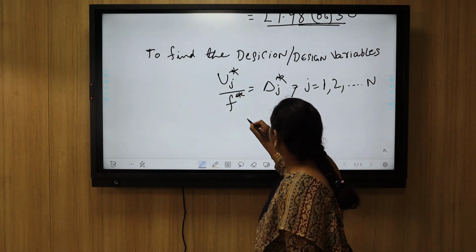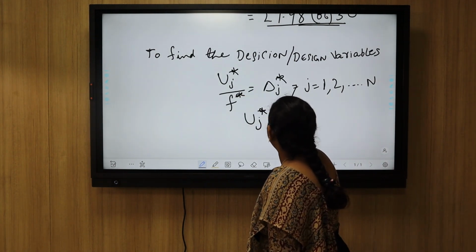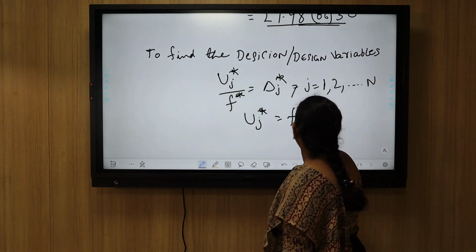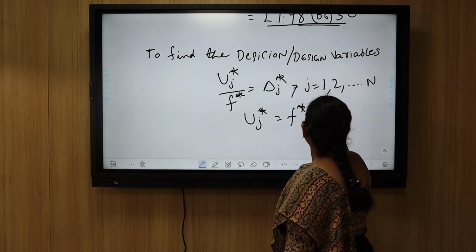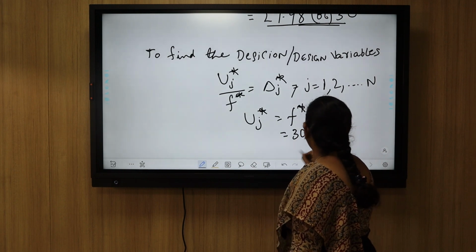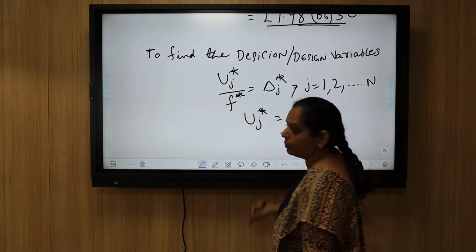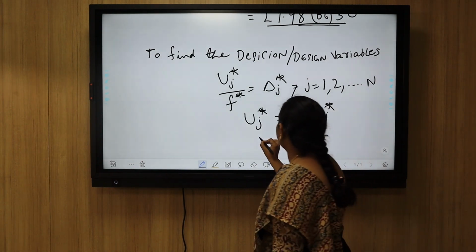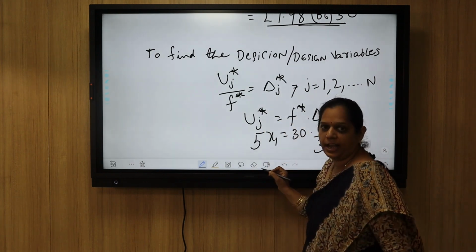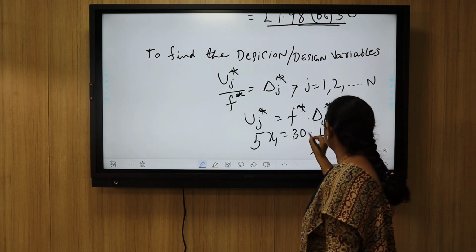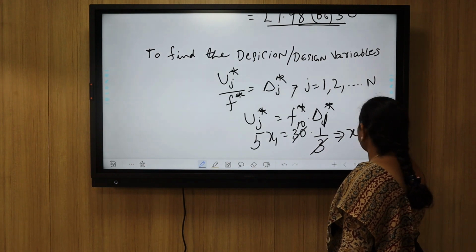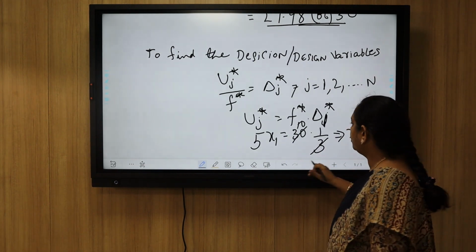So then you use Uj star equal to f star into delta j star, since you got the values of f and delta j. f star is 30, what you got, and delta 1 star is 1 by 3. Then U1 star, where U1 is the first function, that is 5x1. By solving this, you got the x1 value as 2. Now you got the first variable.